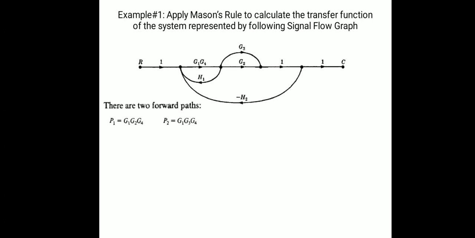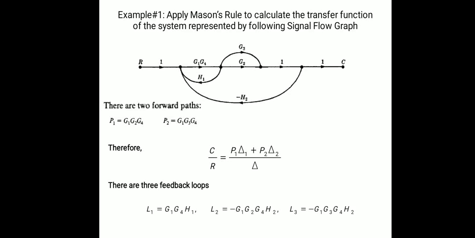First of all, we find the forward paths. There are two forward paths. The first forward path is G1, G4, G2. The second forward path is G1, G4, G3. So the formula for the two paths is P1 delta 1 plus P2 delta 2 divided by delta.